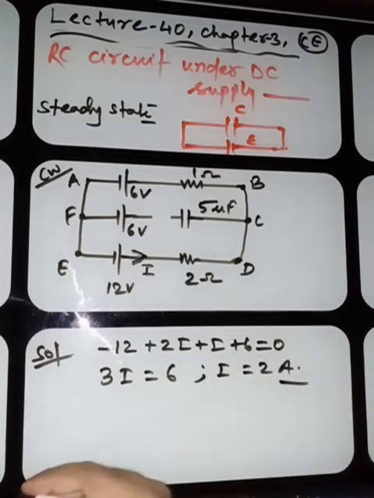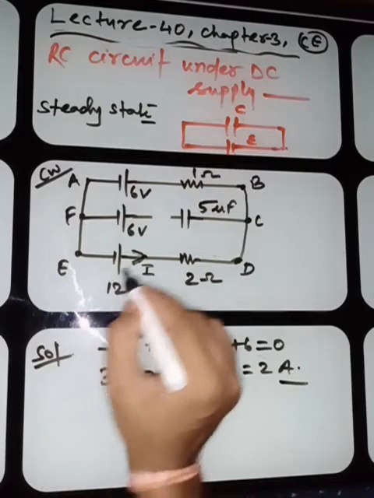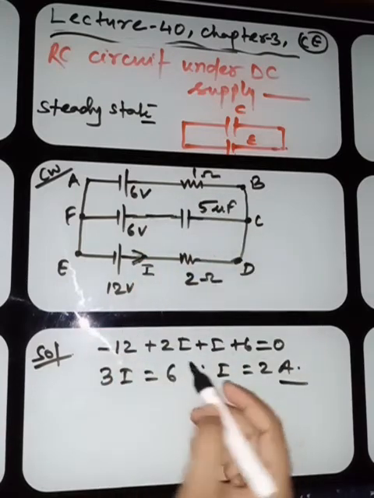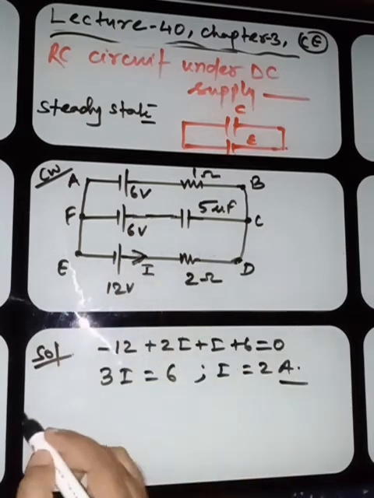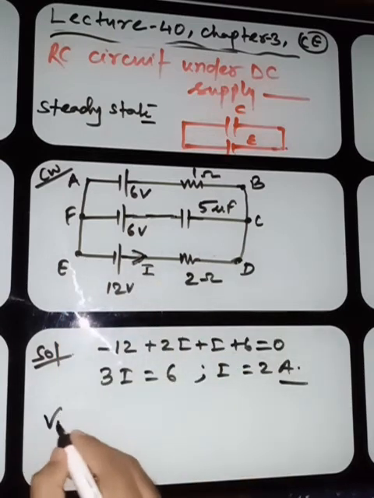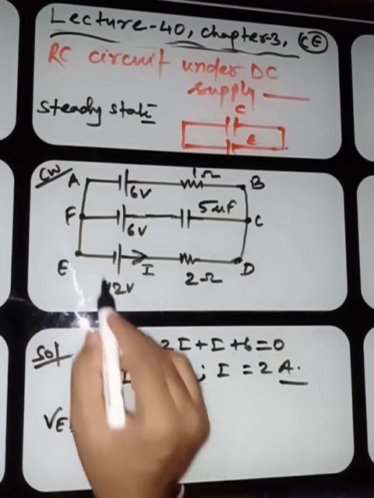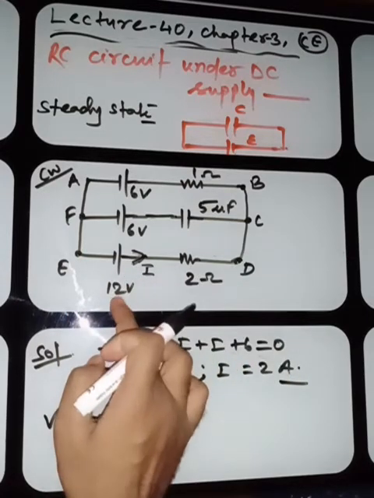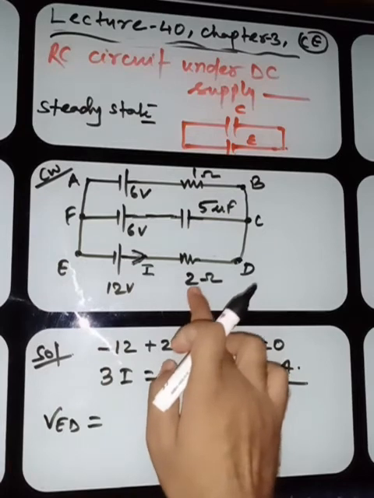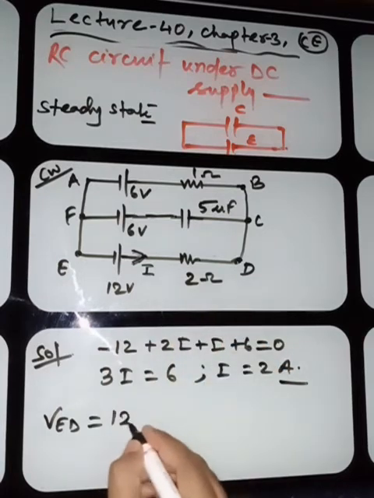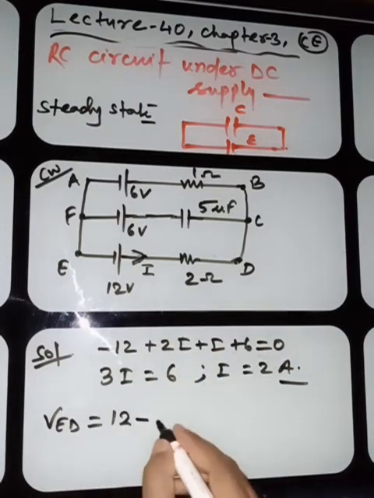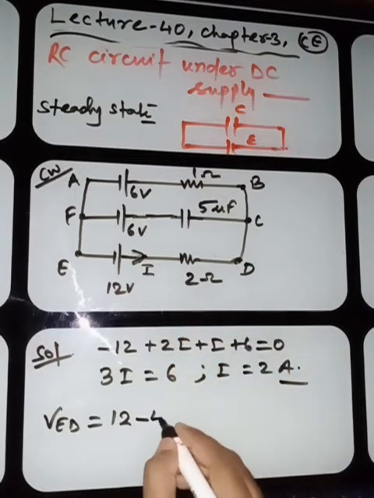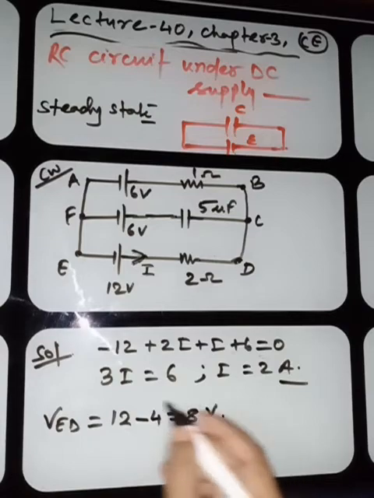If it is 2 ampere, what will be the potential across ED? It will be the 12 volt minus this potential, because this battery will lose potential across this one. So it is 12 minus how much? The current is 2 ampere and the resistance is 4, so it is 8 volt.